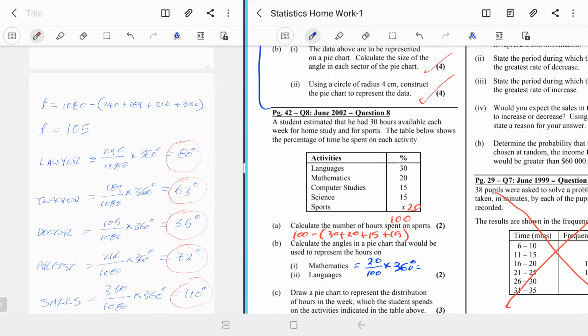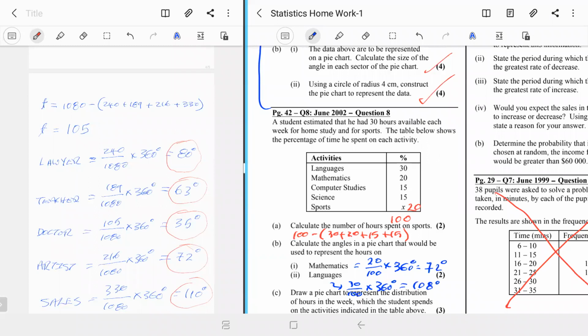All right, so what would that work out to be? 0.2 times 360 is 72 degrees. This will be 72 degrees. And then the language would be 30%. So the language right here would be 30 over 100 times 360. That is 0.3 times 360, which will be 108 degrees.